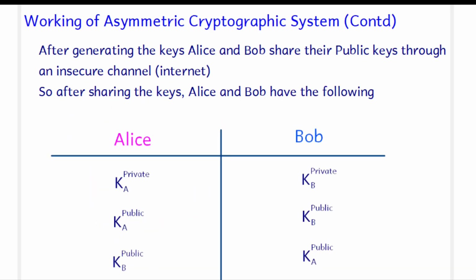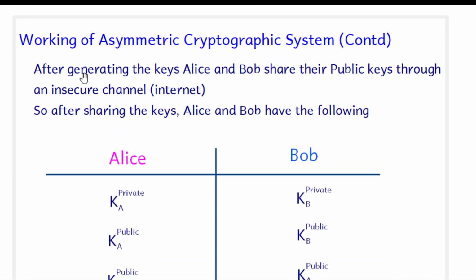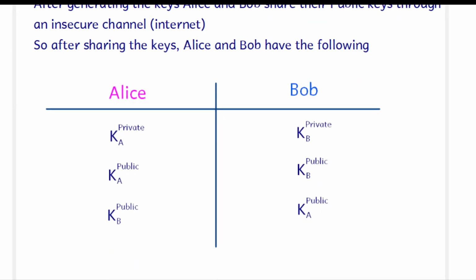After generating the keys, Alice and Bob share their public keys through an insecure channel. Alice shares her public key with Bob and Bob shares his public key with Alice. Of course, the public key can also be intercepted by any adversary or attacker. After sharing the keys, Alice knows her own private key, her public key and the public key of Bob, and Bob knows his private key, his public key and the public key of Alice.